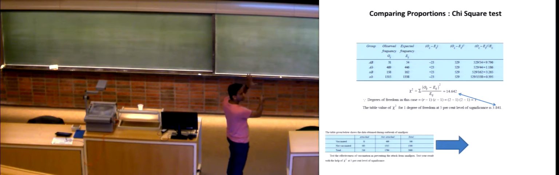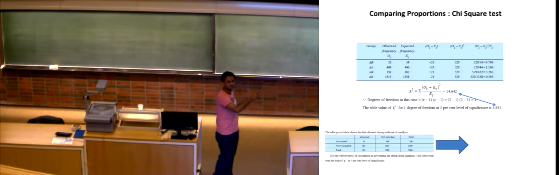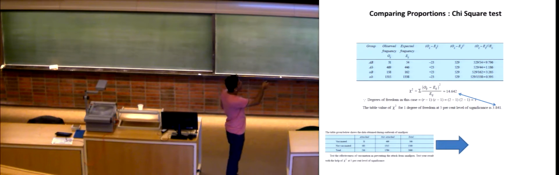You go and check in your chi-square table what is the value for 1 degree of freedom with a 5% level of significance, that is 3.8. Is this value more than the critical value? Yes. So what we would do, we would reject the null hypothesis, because this observed chi-square value is more than the critical value for that degree of freedom.